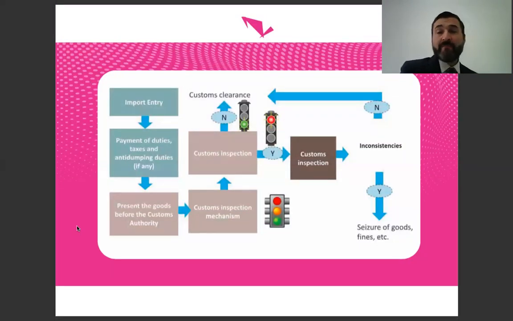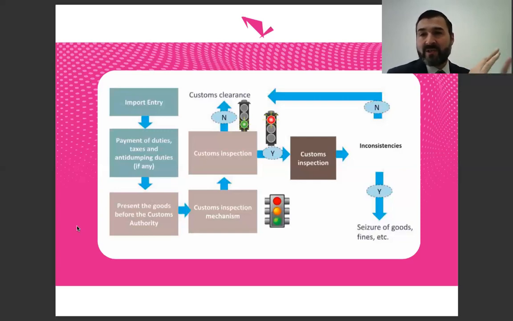Okay, once you have the import entry, in this case, the customs broker, let's say that he's at the airport, he has the box of your products, and he has the import entry. Now he has to prepare or present that import entry with the customs authority. That means that you have to pay the import duties and taxes or anti-dumping duties, if that would be the case. Go pay them and then present the goods and the import entry along with all the documents that I just told you about with the customs authority.